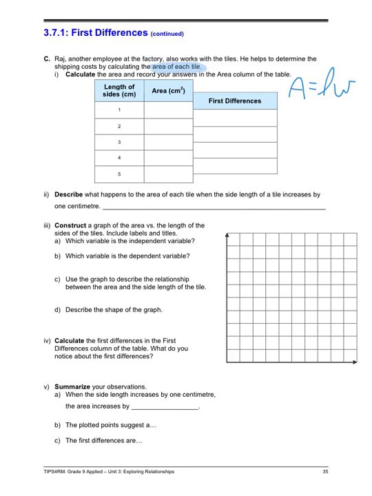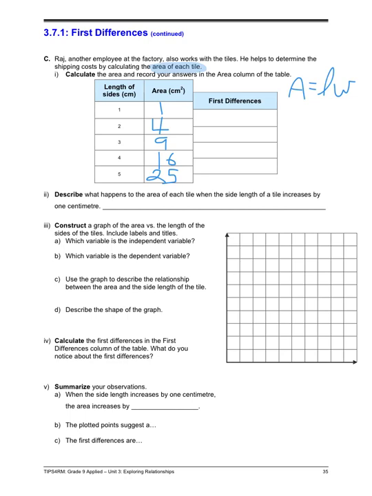1 times 1 is 1. If the length is 2, the width would also be 2. 2 times 2 would give us 4. There we go. 3 times 3 would give us 9. 4 times 4 would give us 16. And 5 times 5 would give us 25.